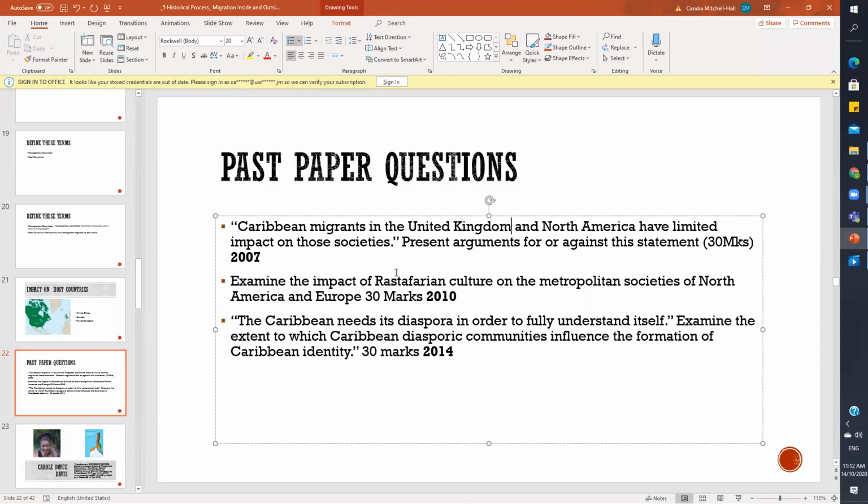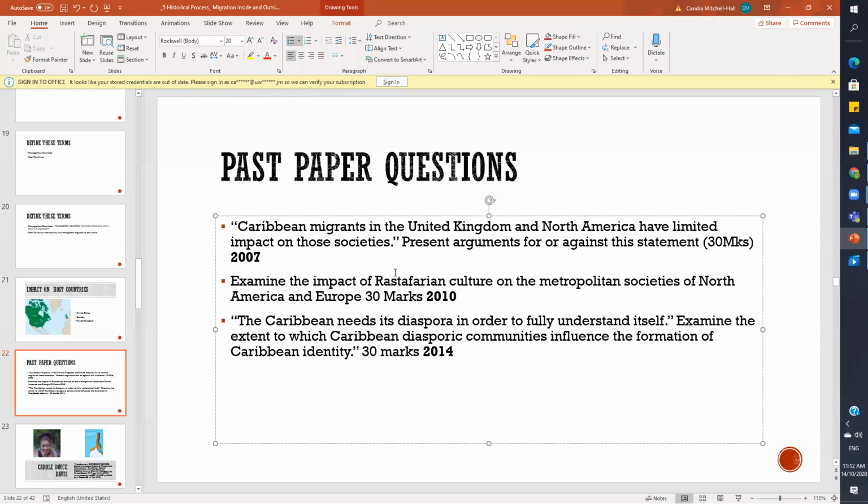So the first question basically asks, Caribbean migrants in the United States and North America have limited impact on those societies. It is a statement, right? You don't have to agree with it and you don't have to disagree with it. You can also agree with it and you can also disagree with it. It is a very open question, right? And the 30 marks questions tend to present themselves like that. Give a quote and it asks your opinion.